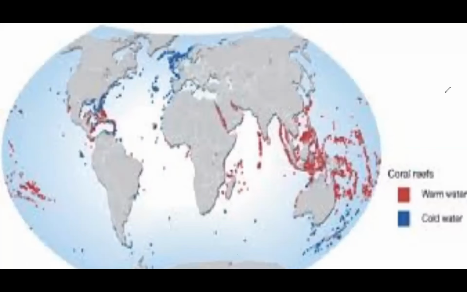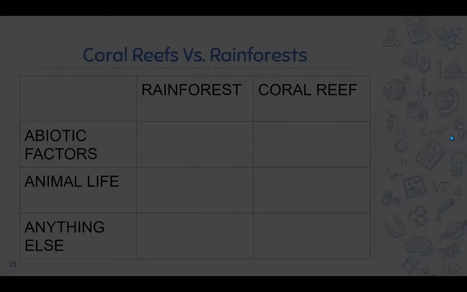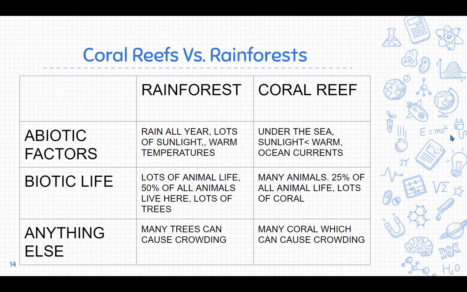I've got to quickly go through something else before we do this. So here I drew up something for you to try and compare coral reefs and rainforests, because they're kind of the same, okay? In the sense that look at their abiotic factors, so the non-living things that can affect it. There's rain all year, lots of sunlight, there's warm temperatures. In coral reefs, under the sea, sunlight, warm, ocean currents as well.